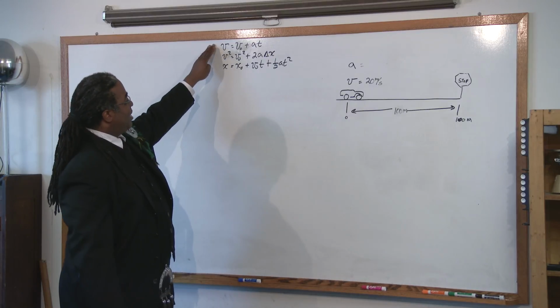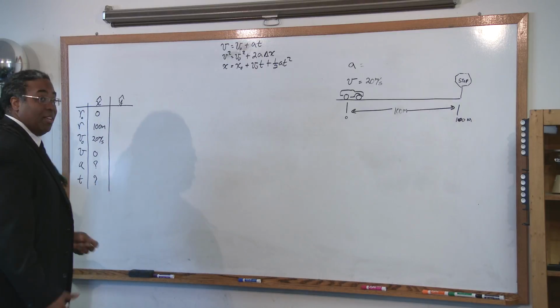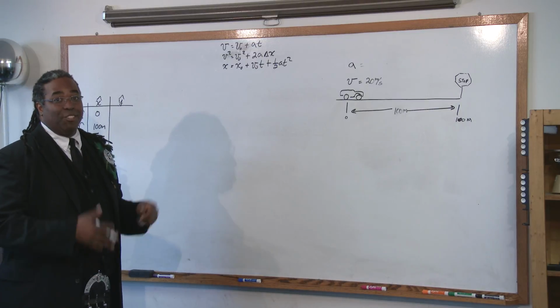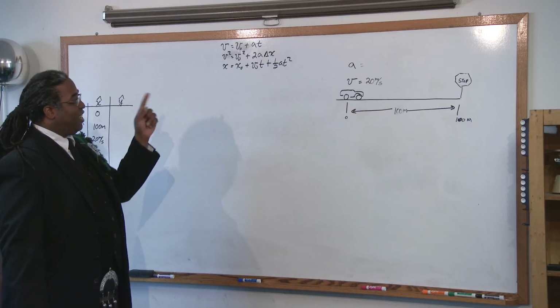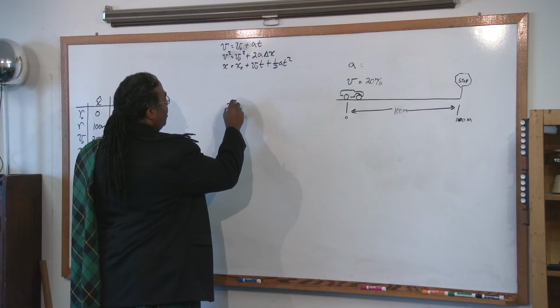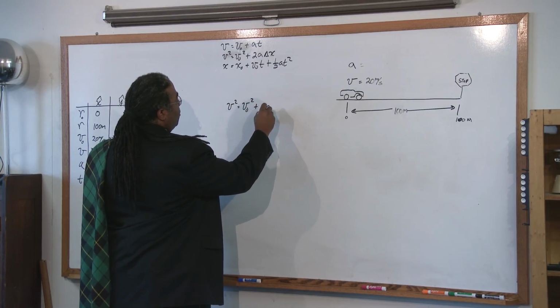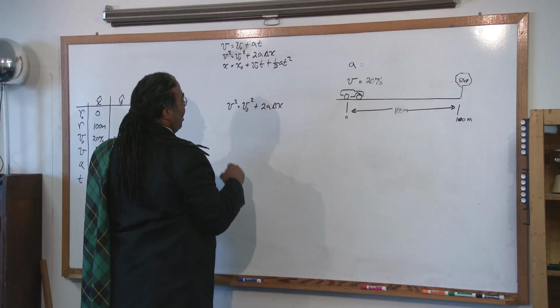Well, the first and the last equations need time. And if we look on our table, we don't have time. So you've now eliminated your two equations, and you're back to the equation in the middle, equation 2. So v squared equals v naught squared plus 2a delta x.